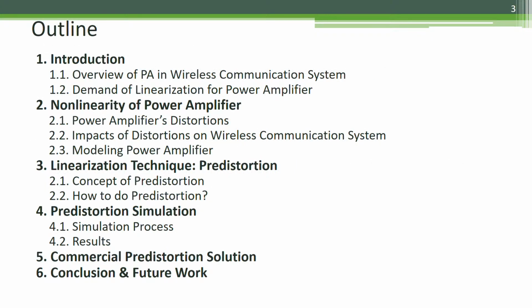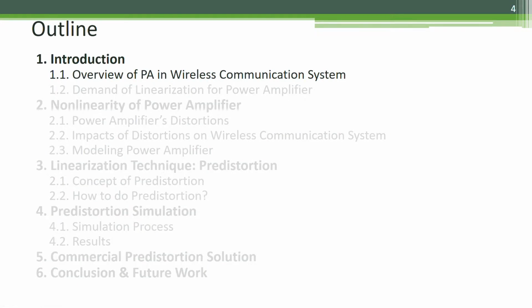I will start my presentation with the outline here. My outline has six main parts. Part 1, Introduction. Part 2, Nonlinearity of Power Amplifier. Part 3, Linearization Technique Predistortion. Part 4, Predistortion Simulation. Part 5, Commercial Predistortion Solution. And finally, Part 6, Conclusion and Future Work.